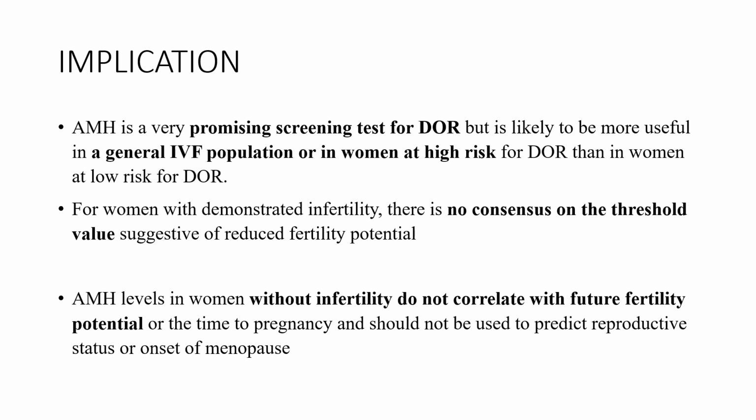If a young patient who doesn't have any infertility issue undergoes an AMH test and it is like 1.2 or 1.3, it doesn't correlate with her not getting pregnant or suffering from infertility or poor ovarian reserve, because the specificity is very low in patients who do not have any infertility issue or who are not at risk of decreased ovarian reserve. So it should not be used to predict the reproductive status or the onset of menopause in patients who are not having any infertility issue.